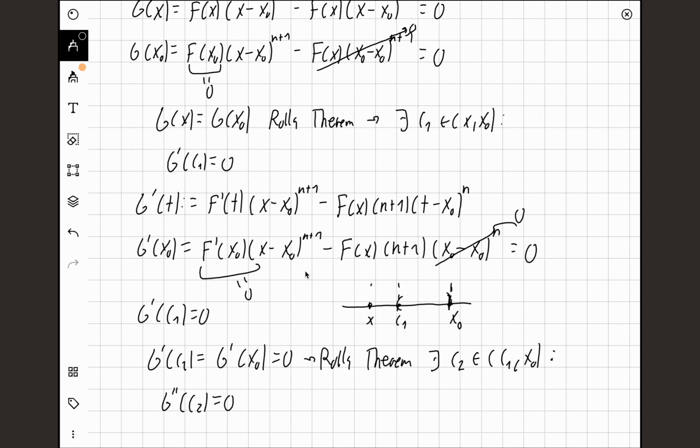Again, we can just imagine we define a new function, m of x, that equals the derivative of g of x. Then we can just say that the derivative of m of x equals 0 again. This is just, we take the derivative again, basically. So now we get this nice result.